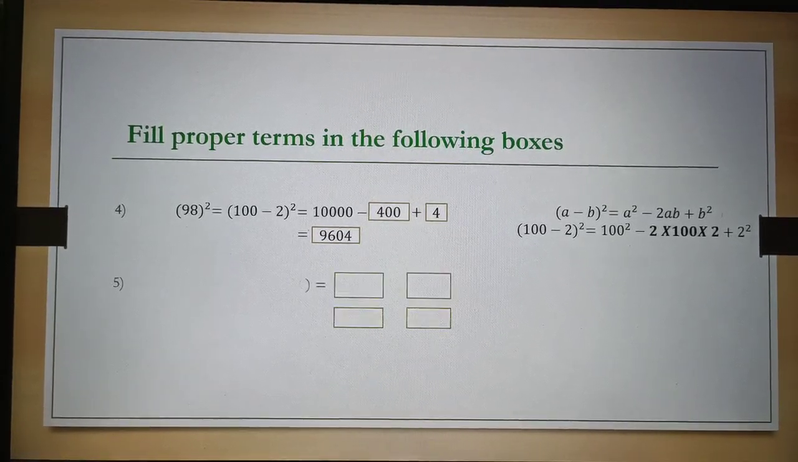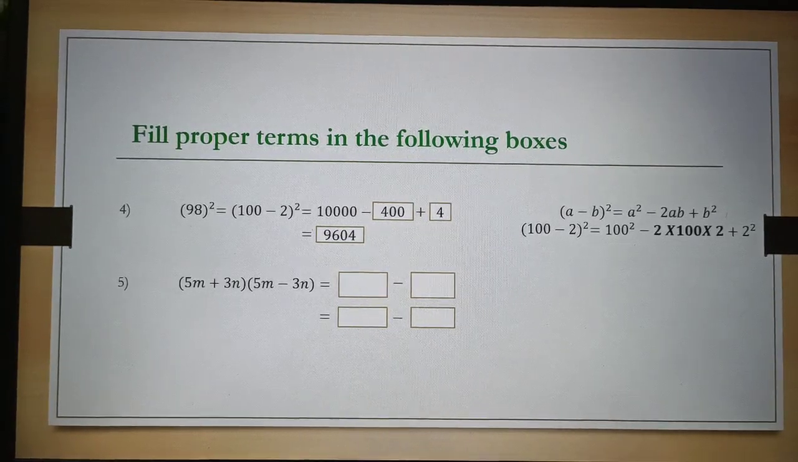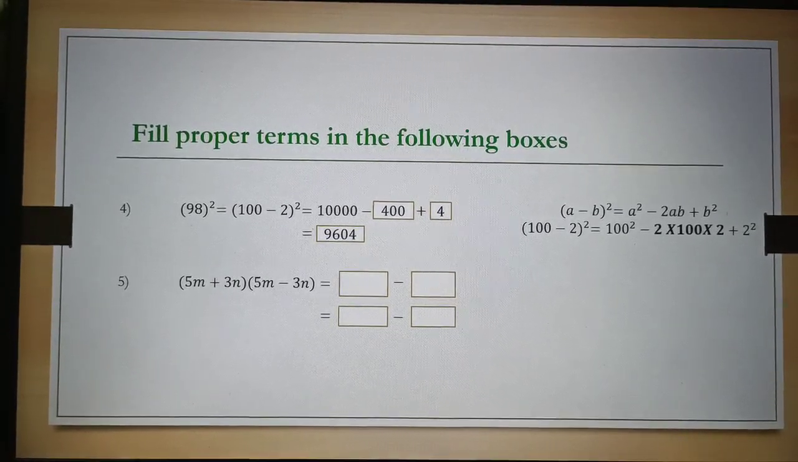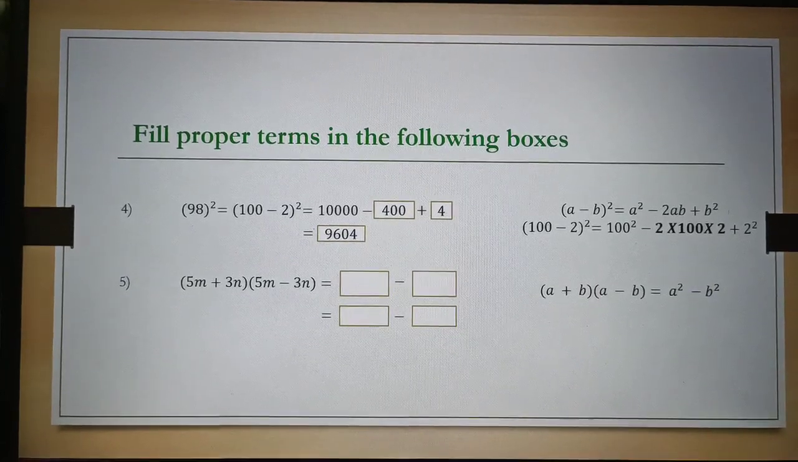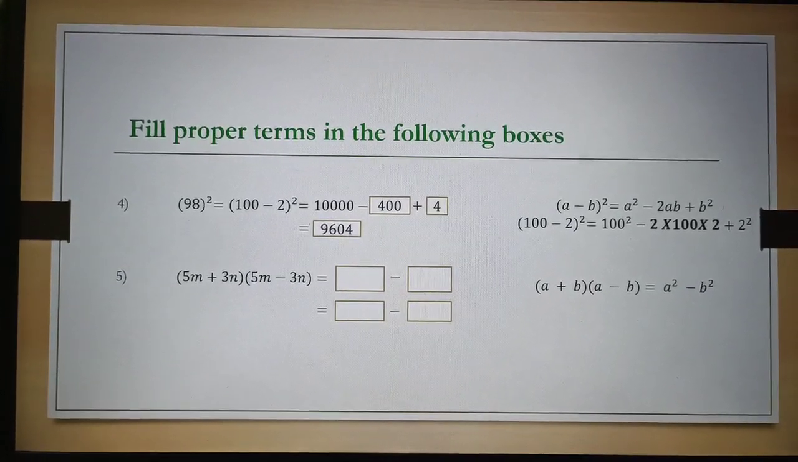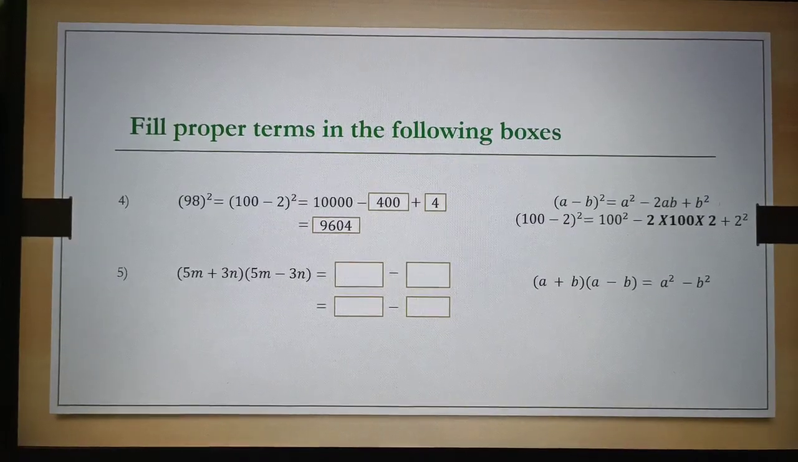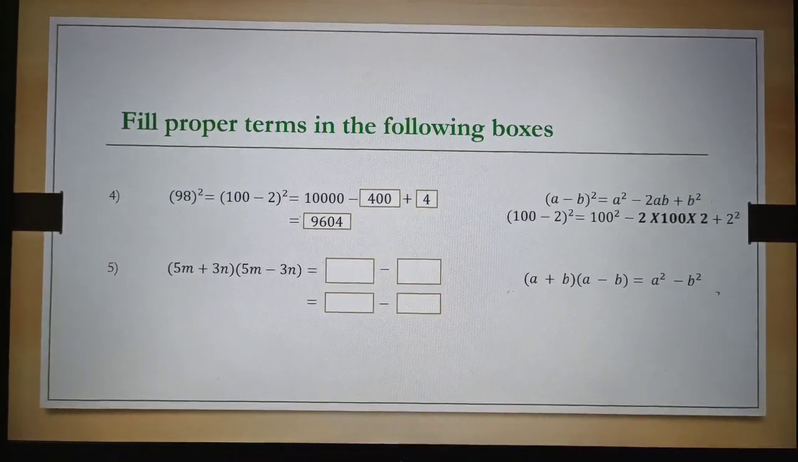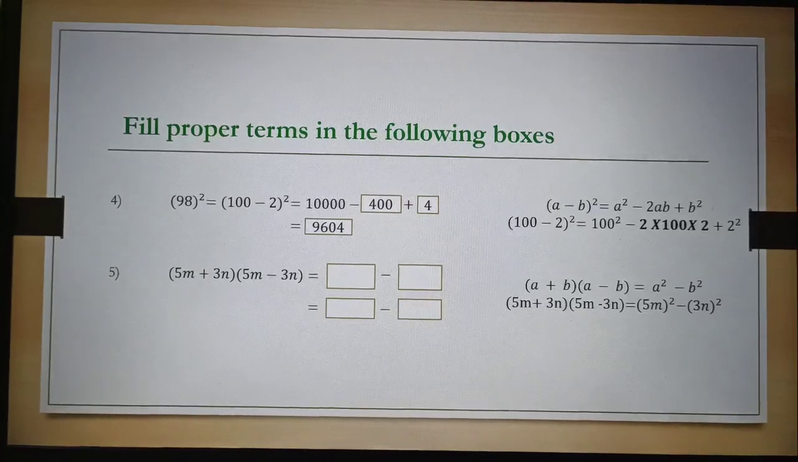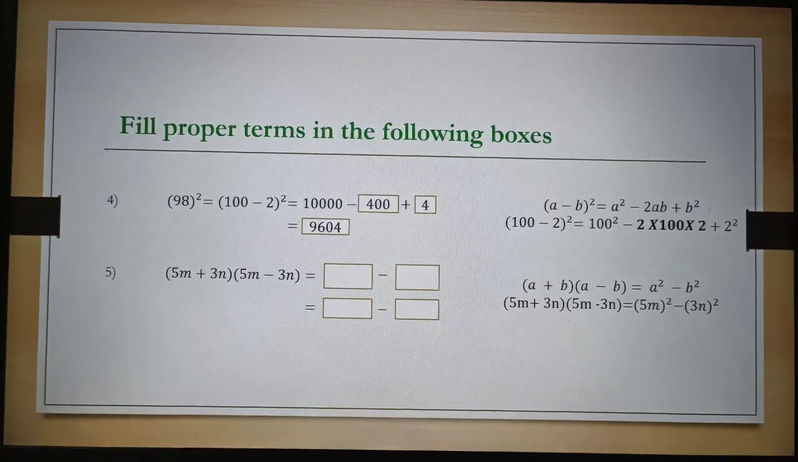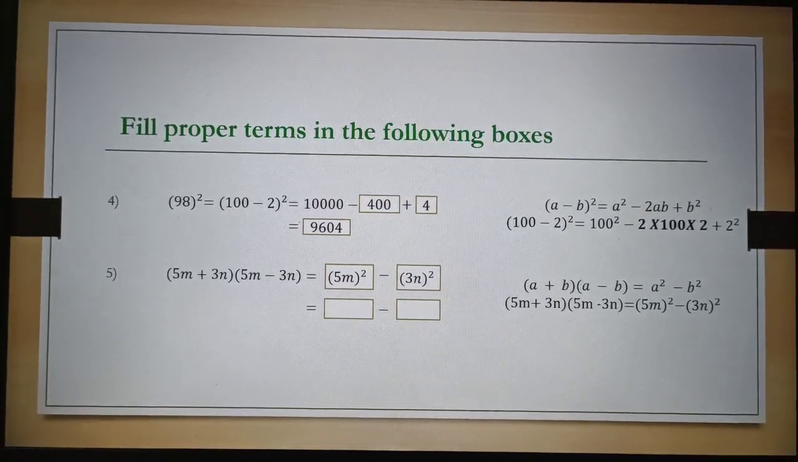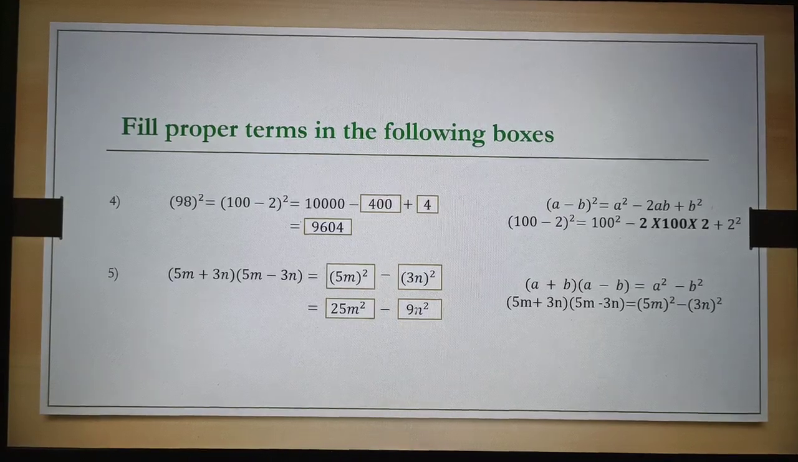Then the fifth question is (5m plus 3n) into (5m minus 3n). Here we are going to use the identity (a plus b) into (a minus b) is equal to a square minus b square. Here a is 5m and b is 3n. So that means (5m) the whole square minus (3n) the whole square. So (5m) the whole square, the answer is 25m square. Then (3n) the whole square, the answer is 9n square.